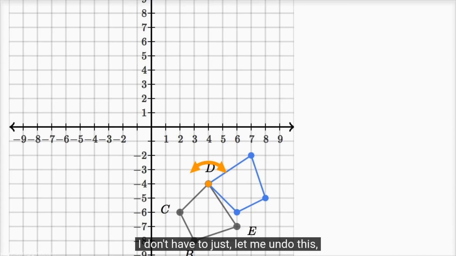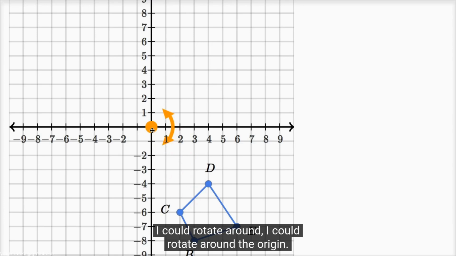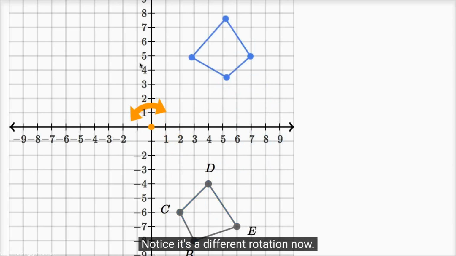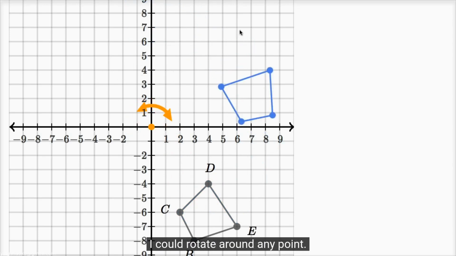And let me undo this. I don't have to rotate around just one of the points that are on the original set, that are on our quadrilateral. I could rotate around the origin. I could do something like that. I notice it's a different rotation now. It's a different rotation. I could rotate around any point.